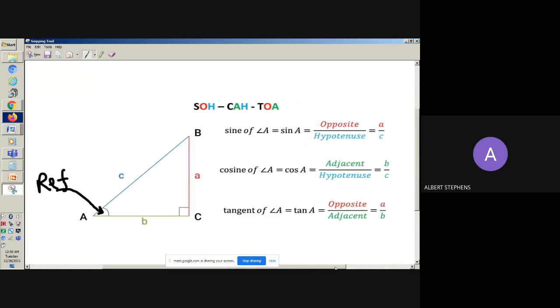So as you can see, there's an acronym we can actually use to remember these formulas. It's called SOH CAH TOA. And these, ladies and gentlemen, are the three trigonometric ratios.